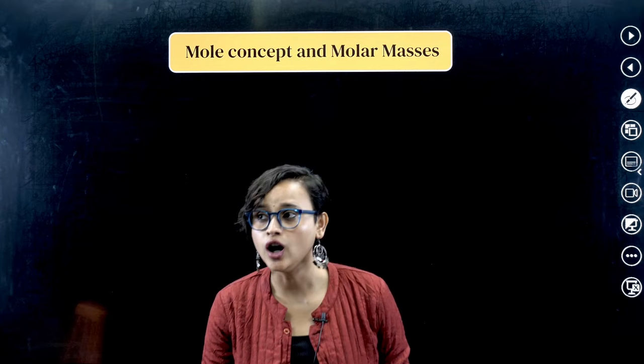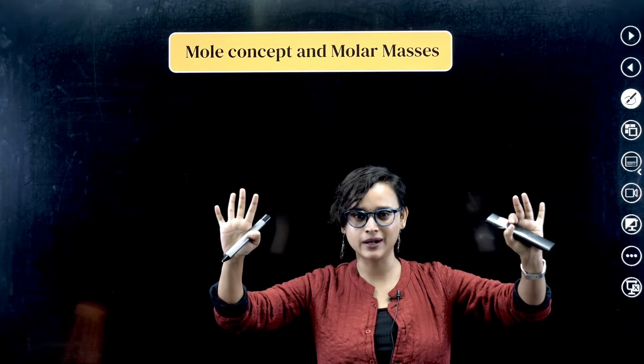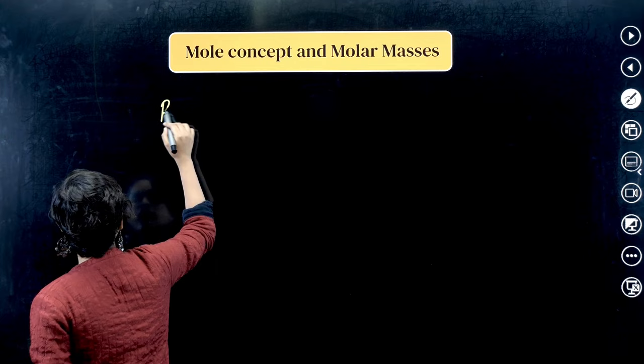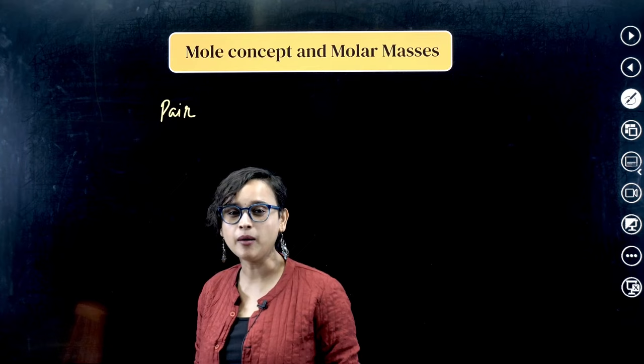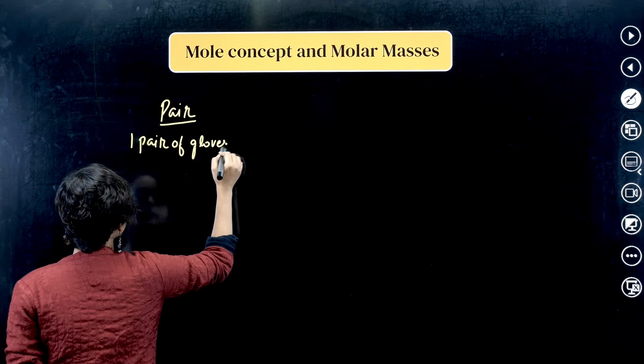All right now, so let's decode mole concept and molar mass. Now we have come to the best part of the session. Are you all up, guys? Let's do this. Before we understand mole concept and molar mass, have you heard about a pair? When I say one pair of gloves, what does it mean? One pair of gloves means there are two gloves, one right hand, one left hand.